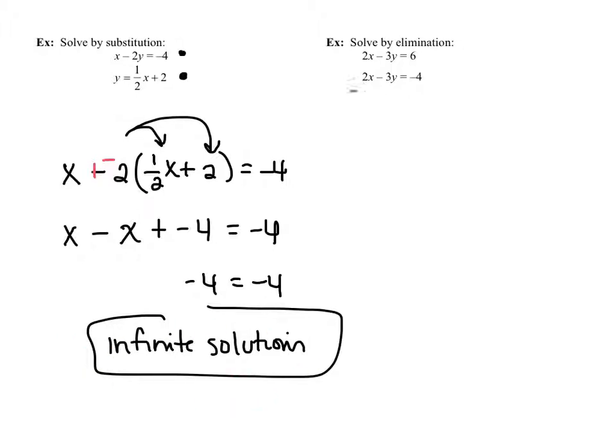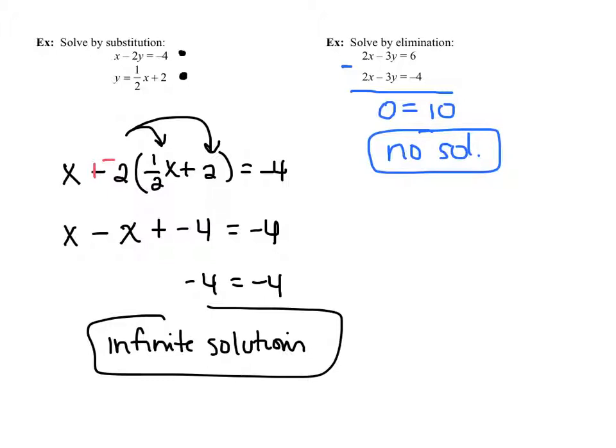And then this, I'm going to solve by elimination, and I'm going to subtract because 2x minus 2x is 0. But then -3y minus -3y is also 0. So I'm left with 0 on the left-hand side. And then 6 minus -4 is 10. 0 doesn't equal 10, so that system has no solution.